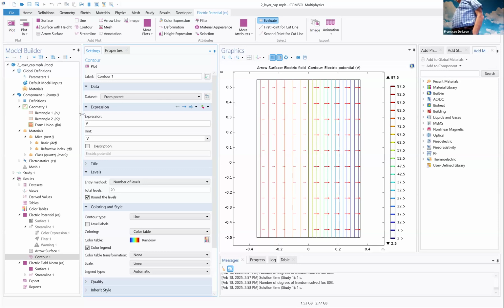Is it possible that the voltage in the middle can be higher than the left side? No, unless you change the materials. When you say the voltage in the middle can be higher than here, no. If you just do the mathematical calculations, it's not possible.